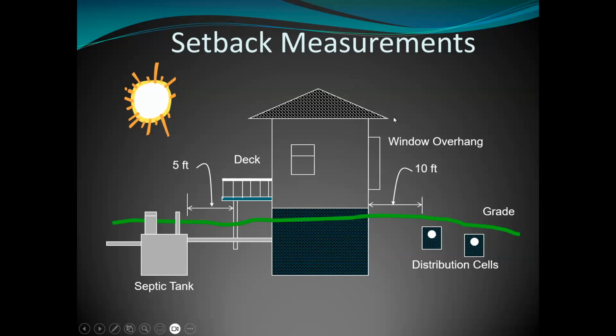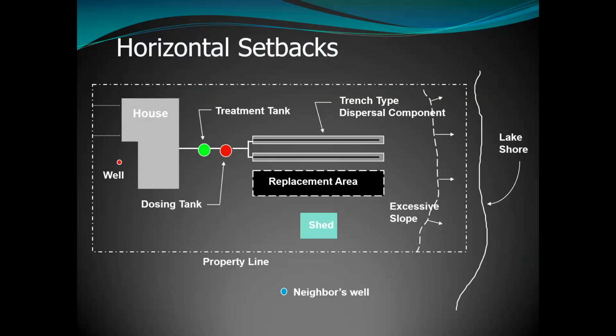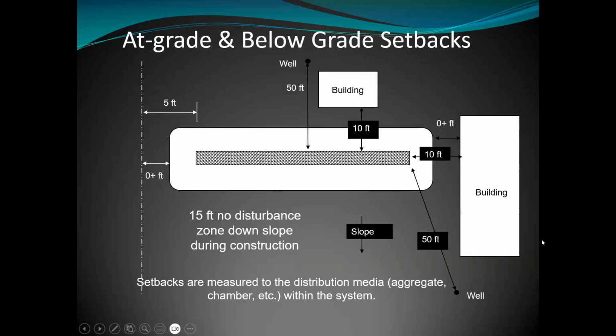Window overhang or the roof eave, we don't measure from. We measure from the footing or foundation, like our distribution cell has to be 10 feet. So just be aware of where we measure from for building setbacks. So horizontal setbacks, things to again be aware of, you know, tanks to wells. Don't forget neighbors' wells. We've seen some of those, where a well on a property line really limits what you can use. Lake shore, things like that, high water marks.